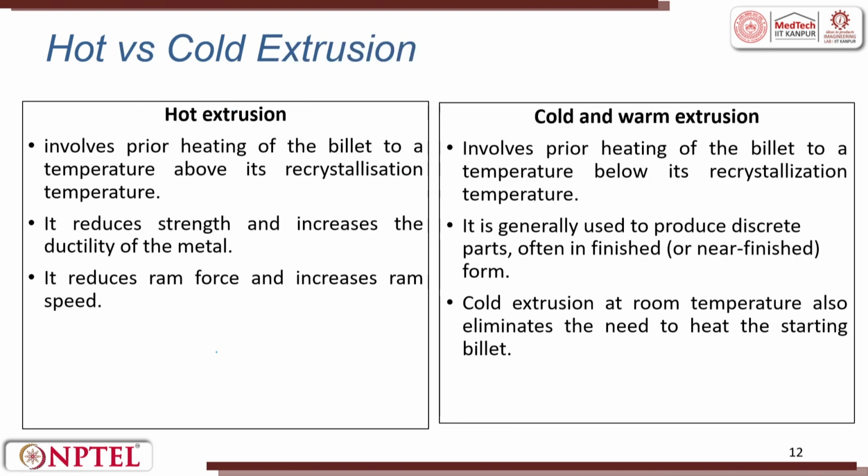To compare hot extrusion and cold and warm extrusion: hot extrusion involves prior heating of the blank to a temperature above the recrystallization temperature. It reduces the strength and increases the ductility. It reduces the ram force and increases the ram speed, so production rate can be higher. Cold and warm working involves prior heating of the billet to a temperature below the recrystallization temperature. It is generally used to produce discrete parts, often in finished form. Here there is a possibility of oxide getting formed. Here you get it almost finished.